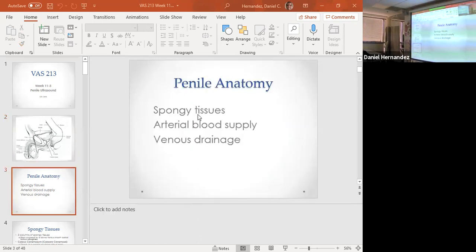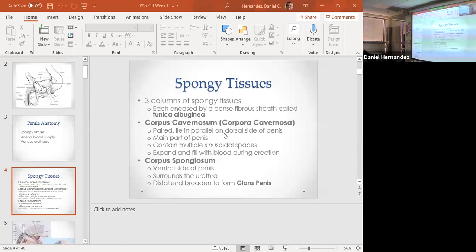So when we're talking about penile anatomy, we have areas of spongy tissue, and we're going to talk specifically about arterial blood supply and venous drainage as it pertains to ultrasound. There are 3 columns of spongy tissue. Each is encased by a dense fiber sheath called the tunica, I can never pronounce this one, albuginea.